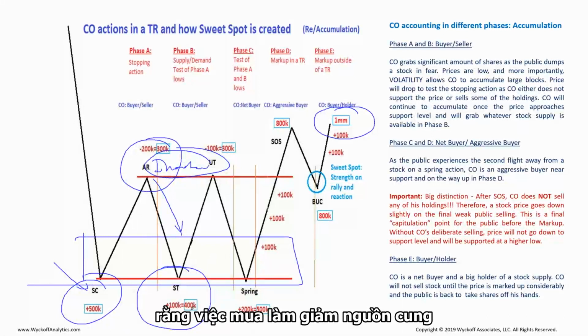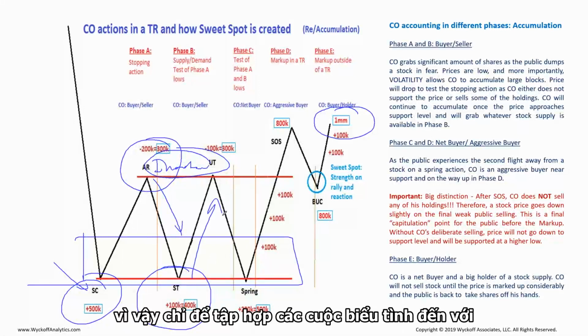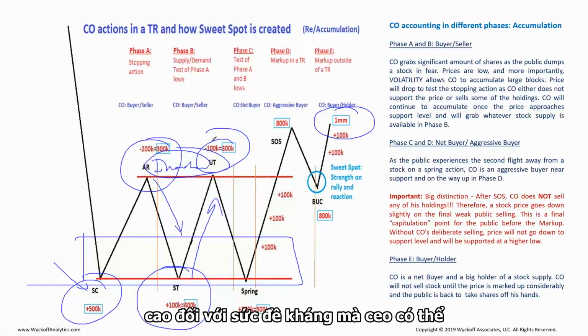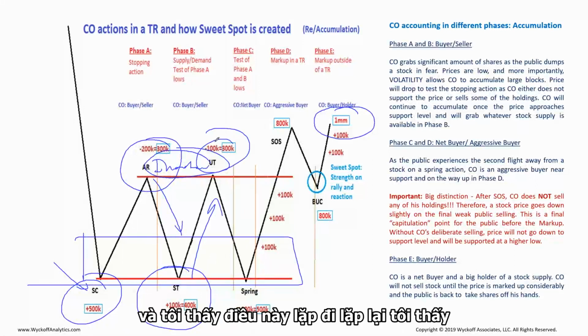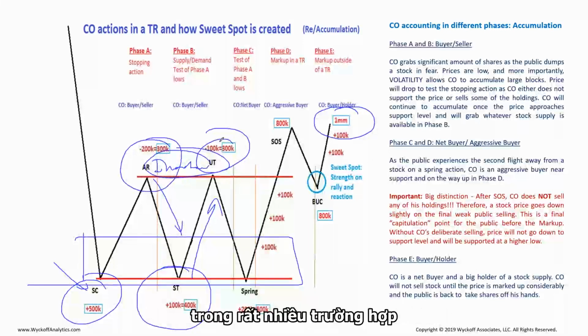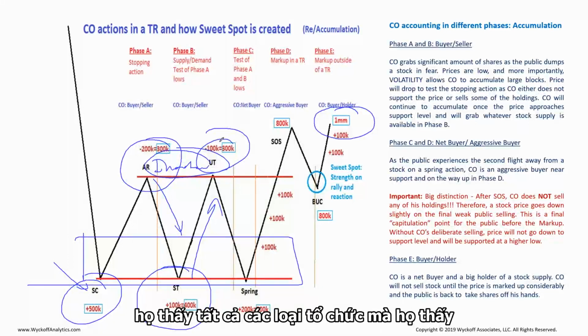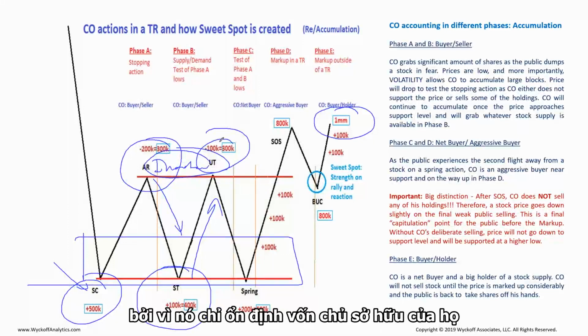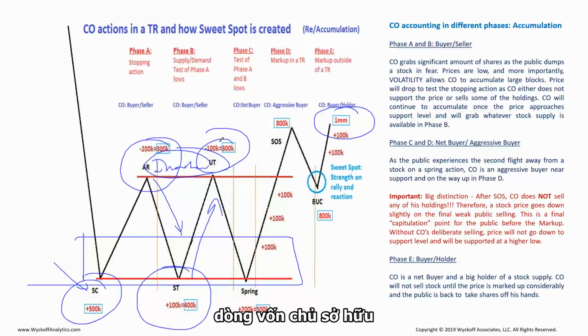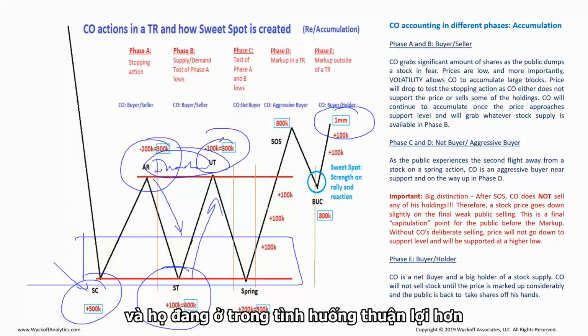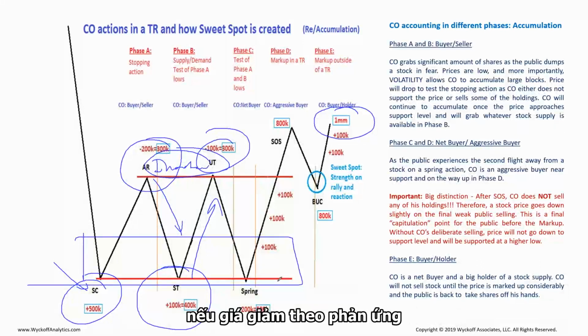That buying diminishes the supply, suggests a rally. The rally comes to the high, to the resistance. The CEO might take a profit again. And I see this over and over again. I see how, in a lot of cases, the CEO type of institutions are willing to take some of the profits because it just stabilizes their equity line, and they are in more favorable situation if the price goes down in the reaction.